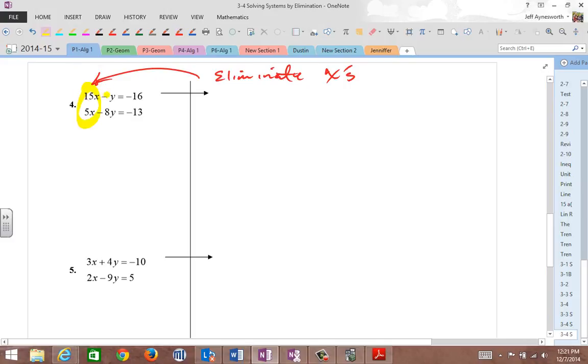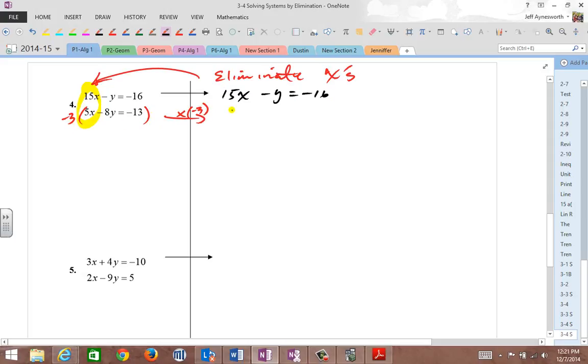So opposite of 15x is negative 15x. So in this case, all we have to do is really multiply this by negative 3 here. And to eliminate the x's here, I think that'd be a whole lot easier because the numbers are smaller. You can do everything in your head. So let's bring the first equation over here. And the second one, we got to multiply everything by negative 3.